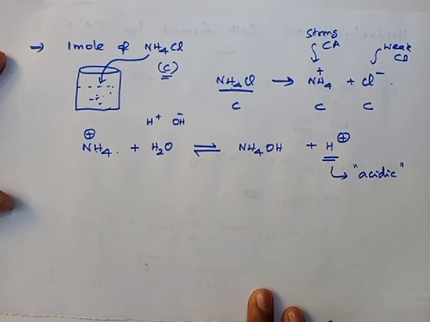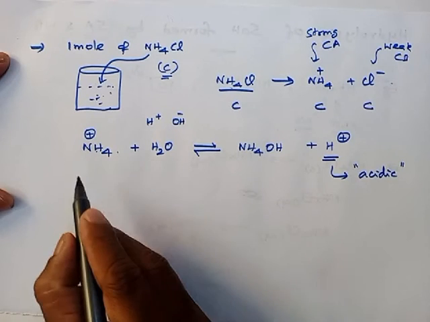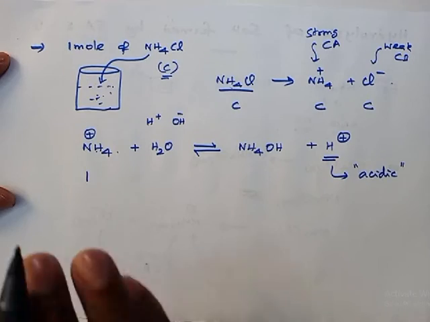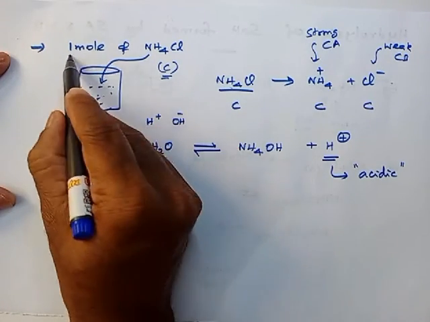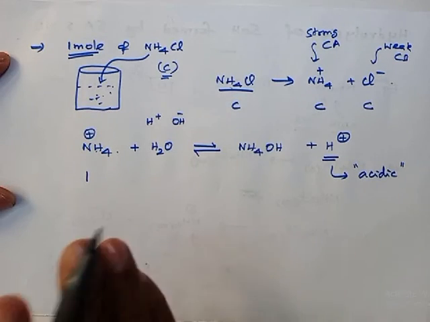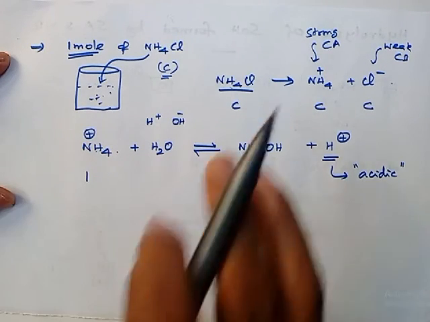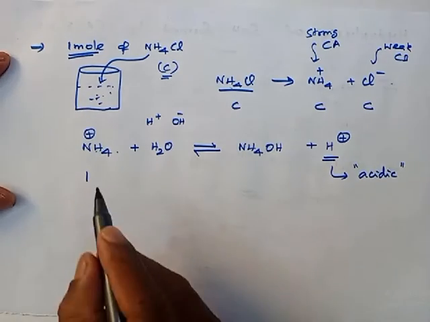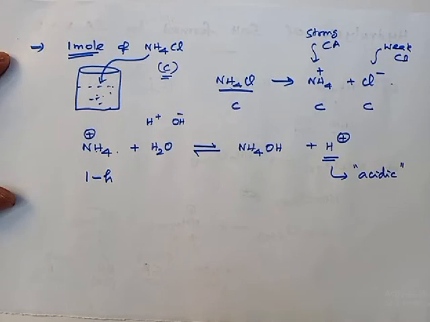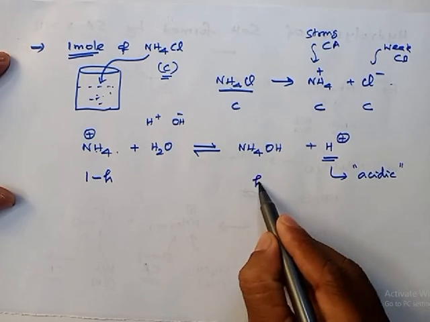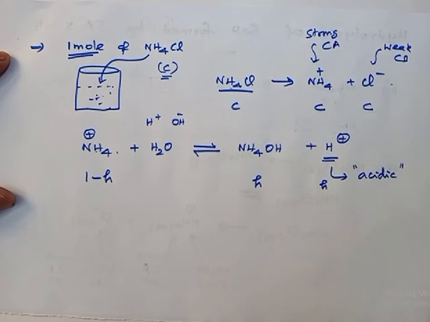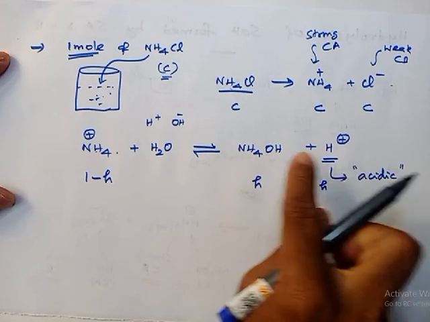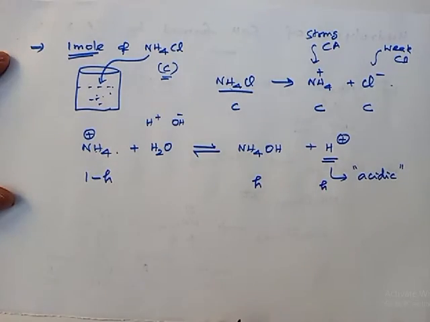Now see, suppose we have taken 1 mole of ammonium ion, but not all the ammonium ion will react with water. From 1 mole, some moles of ammonium ion will react. Say for example, h moles of ammonium ion react. You will get h moles of ammonium hydroxide and h moles of H plus ion, because one ammonium ion will produce one ammonium hydroxide and one H plus ion when it reacts with the water.